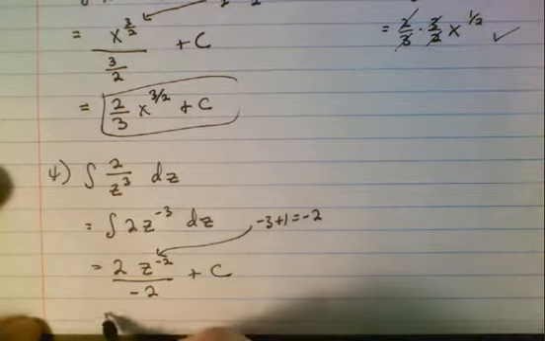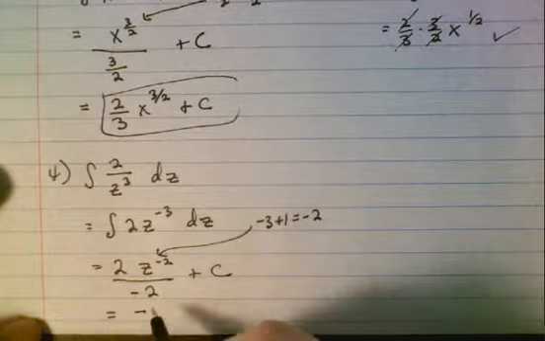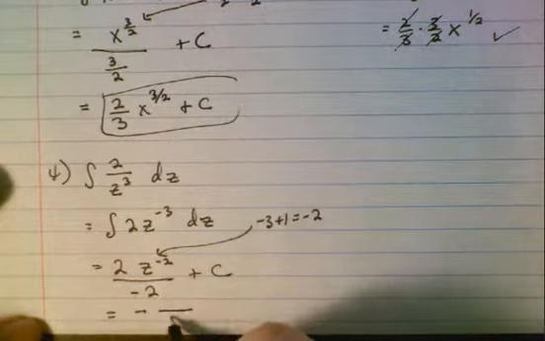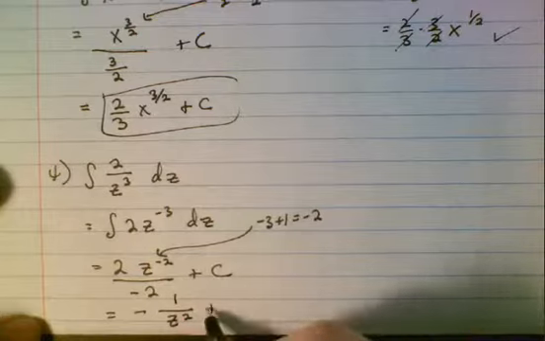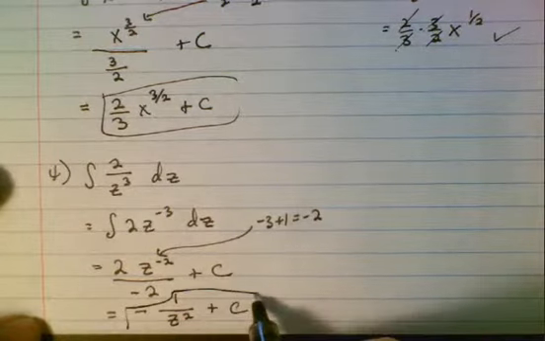These 2's are going to cancel out, so we have negative 1. The z moves back to the denominator. There's an invisible 1 up top, plus c.